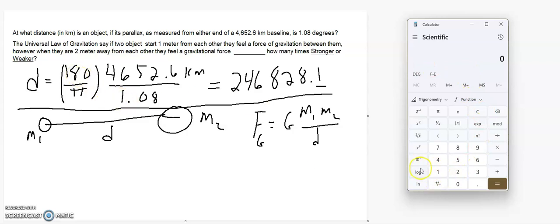Just done slightly differently. So we're going to just say 180 times 4,652.6. All right, so we do that, and then I divide it by pi, so I'm not using any parentheses here, so you have to hit equals. And then you take that number right there divided by 1.08. And of course, it'll give us the same number because mathematically we just did the same thing. All right, and there it is. And then, remember, rounding to one place past the decimal. All right, so we've done the problems.